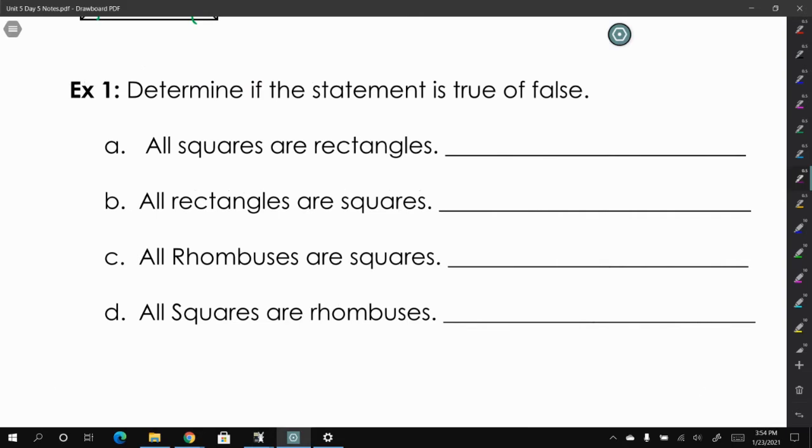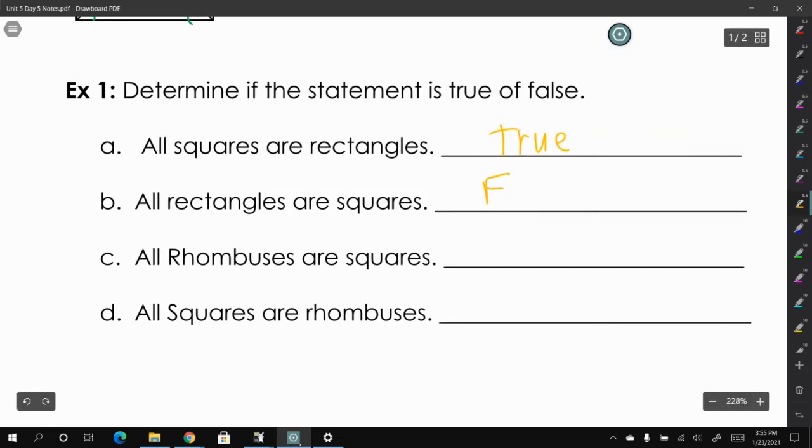All squares are rectangles. That is true. All squares are, in fact, rectangles. Squares are special types of rectangles. You could think about a square as a rectangle where all sides are congruent. All rectangles are squares. That is not true, because the conditions on a rectangle are just that the angles are all 90 degrees and that the diagonals are congruent. Nothing about the side lengths of a rectangle are needed to determine if the shape is a rectangle or not. So this is false.